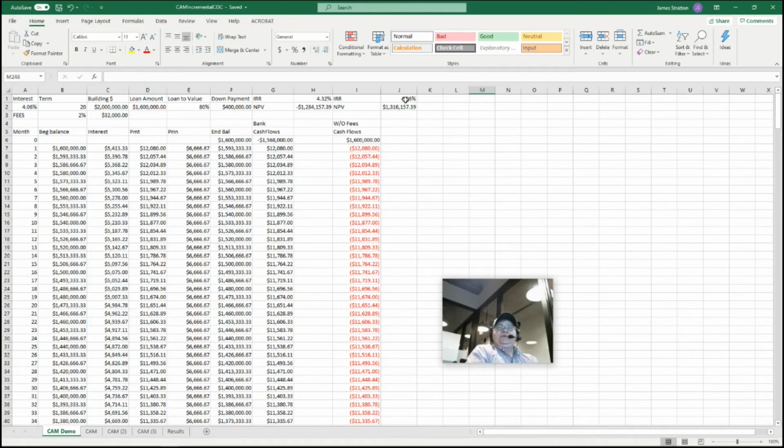So you get your 4.06 in interest, but your effective rate with the fee in it is 4.32. So you paid a difference of that. And this is also your net present value here to the bank with the fees, without the fees.